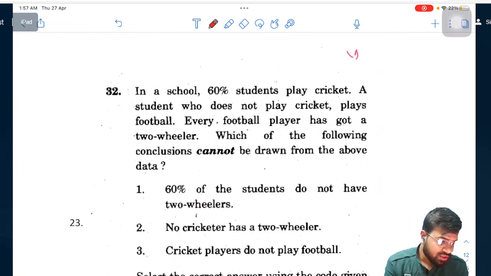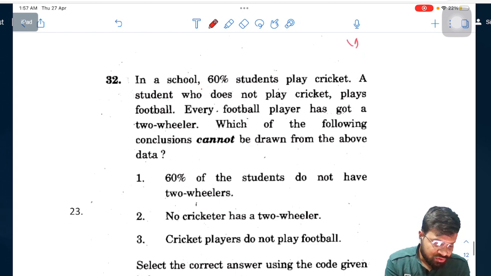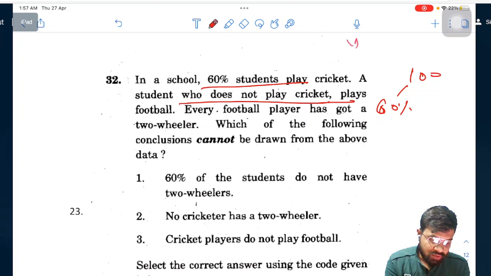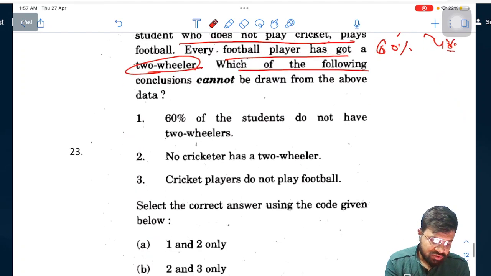Okay. So 23rd question. 60% students play cricket. Okay, 100. 60% play cricket. Students who do not play cricket play football. So let's say 40% play football. Every football player has got a two-wheeler. Which of the following? See, 60% of the students.